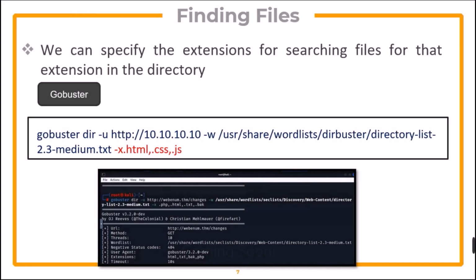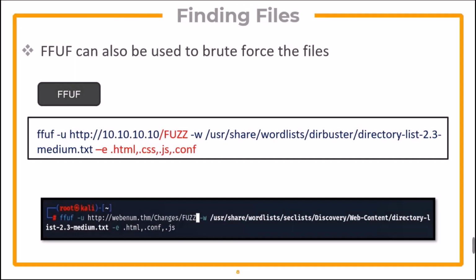For finding files, we can specify the extensions for searching files with that extension in the specific directory. In GoBuster, you can specify the extensions with the -x flag and list the extensions with a comma in between. FFuf can also be used to brute force the files. Extensions are specified with the -e flag.